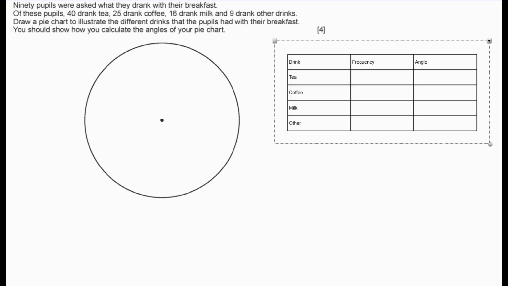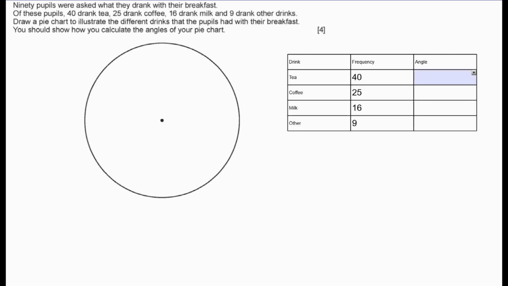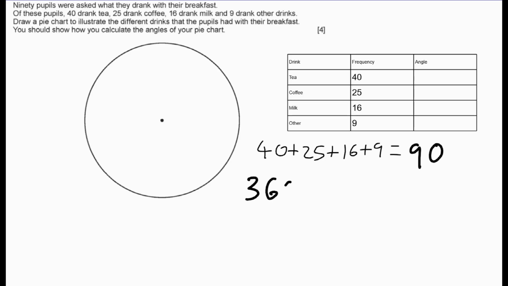Here are the answers. So here's a table that we could draw to illustrate the information, and I'll put the numbers in now. We can now work out the total frequency, which is 90 people. And then we can work out the multiplier by doing 360 degrees divided by 90, which gives us just 4. So we need to multiply each frequency by 4 in order to get the angles.